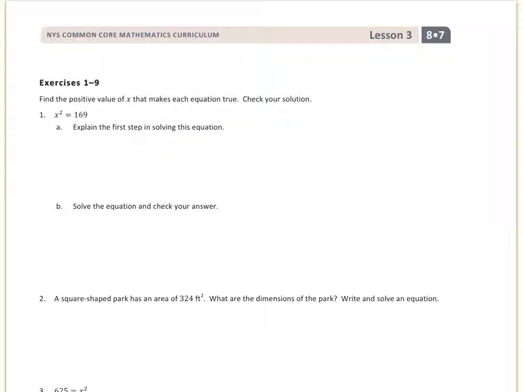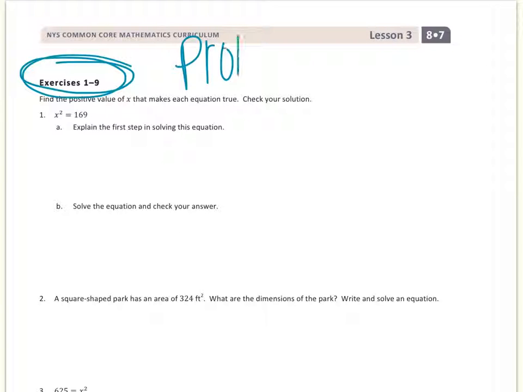So now what I need you to do is go through and work on exercises 1 through 9. Your problem set is your homework for tonight.